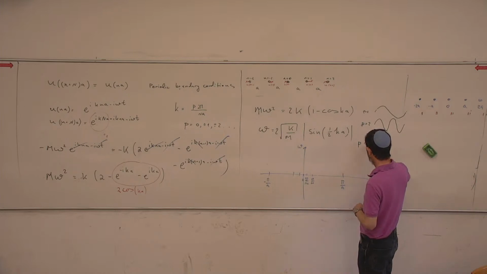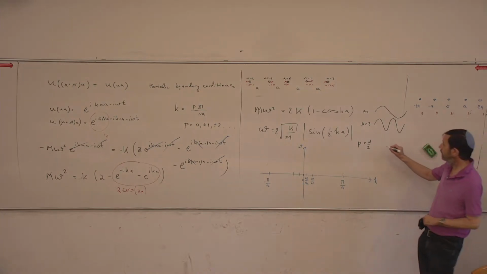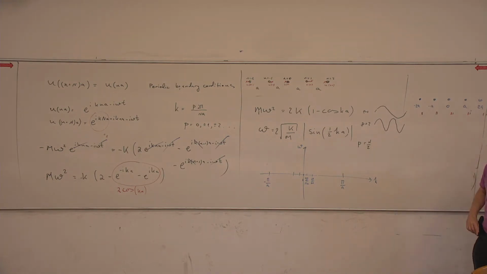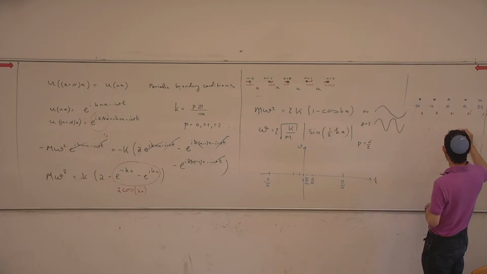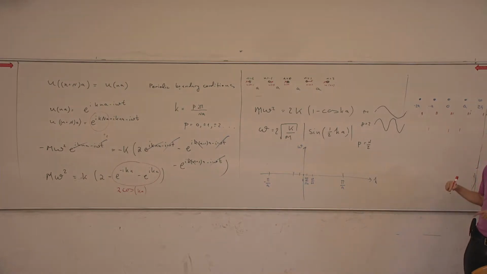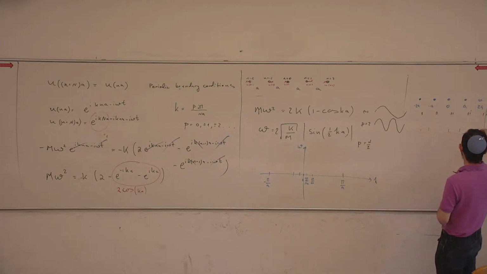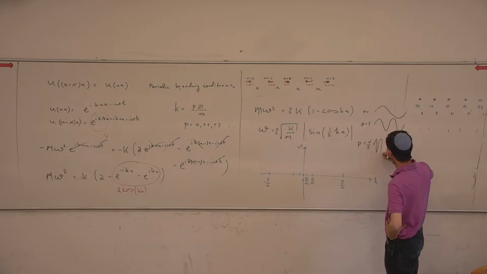P equal n over 2 means, and here I'll draw it again. So if this guy is here, these guys are exactly at the opposite. And again, this guy returns to the original place. Okay? So basically here I have n oscillations between them.